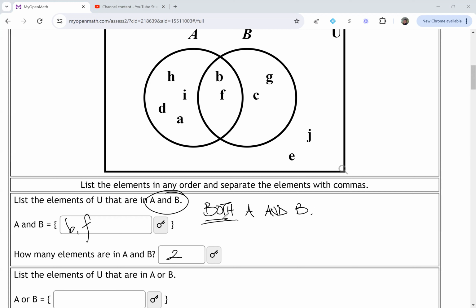All right, now I'm going to go ahead and scroll down a little bit. So I'm going to delete this.